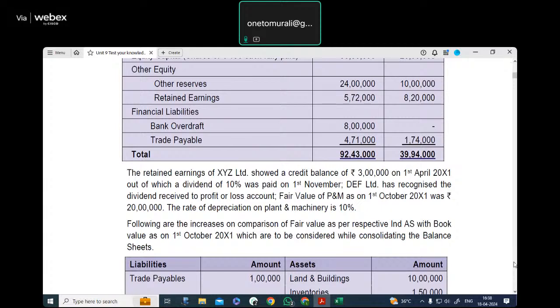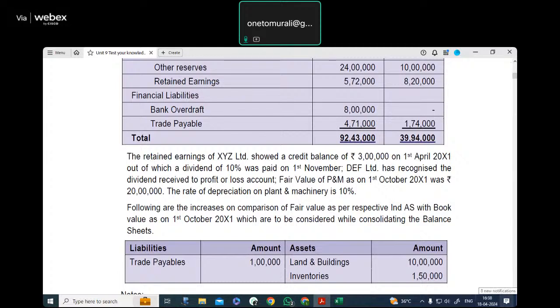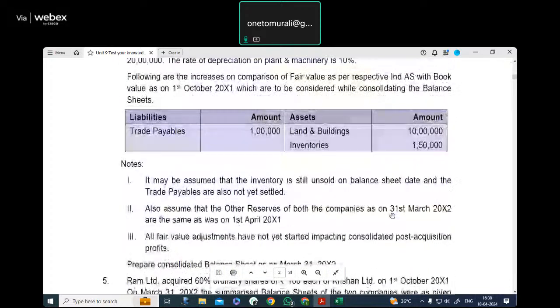Here the fair value of the plant and machinery on 1st of October was mentioned as 20 lakhs. We are expected to find out the expected book value on the date of acquisition and compare that with 20 lakhs to find out the changes, involving appreciation or depreciation as the case may be. We are also expected to carry out the additional or excess depreciation on the changed values. You have trade payable, land and building, and inventories also provided with changes in value. The inventory on which change is made is not yet sold, so that will continue to be there on the date of acquisition also.